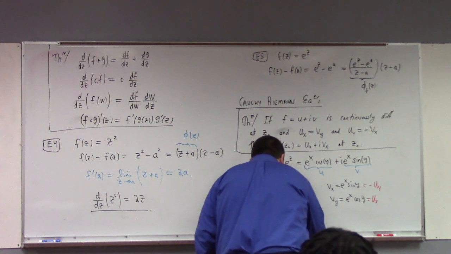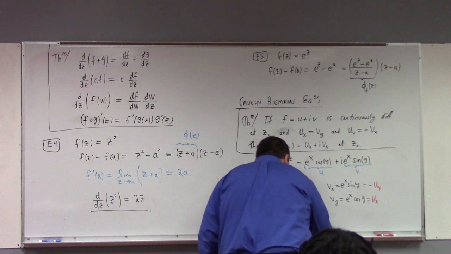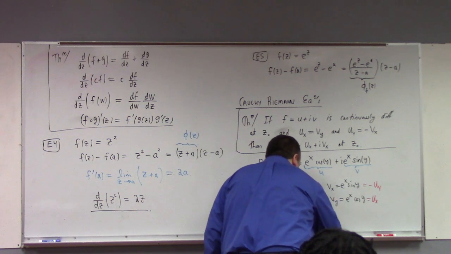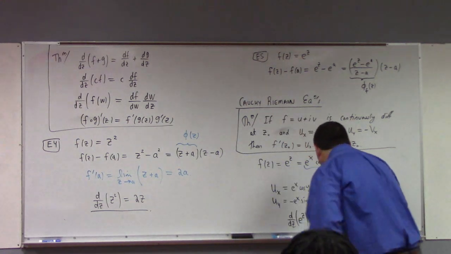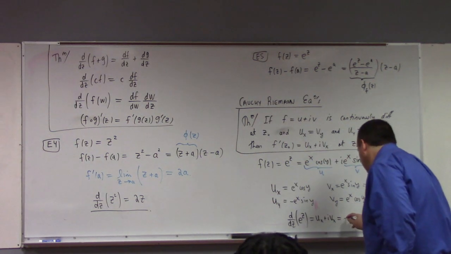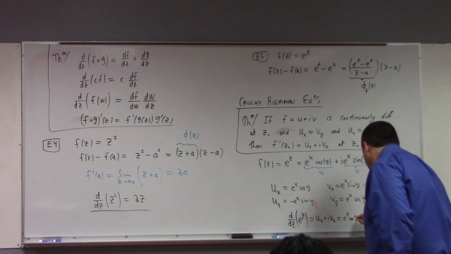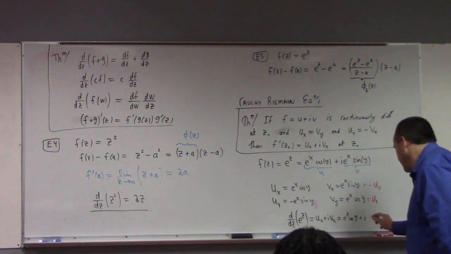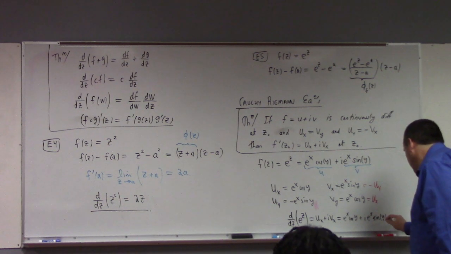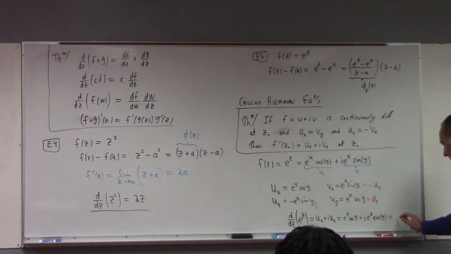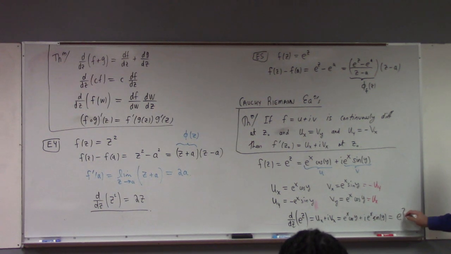What's the derivative of the complex exponential? I said it was u_x plus i v_x, right? According to the theorem, which is what here? u_x was e to the x cos y plus i what? e to the x sin y, also known as what? e to the z. So the derivative of the complex exponential function with respect to a complex variable is the complex exponential function once more.